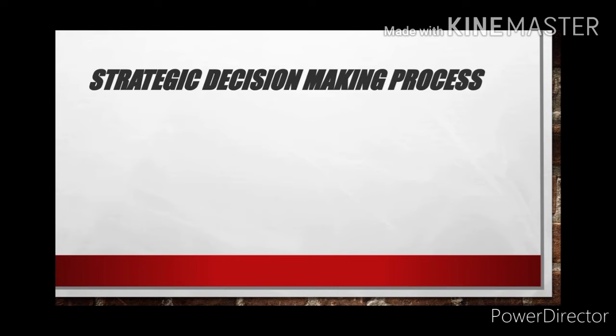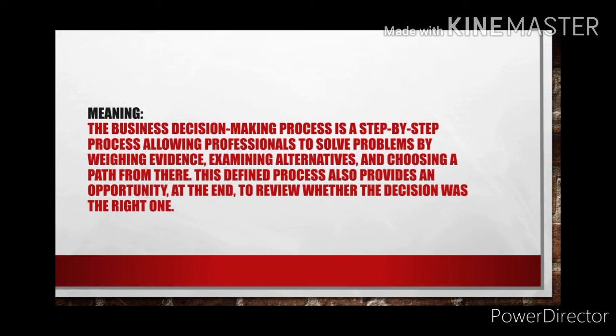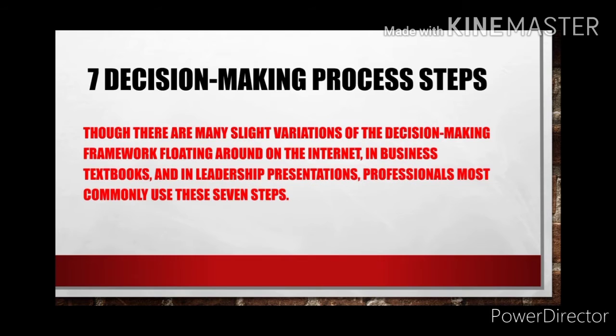Today we will discuss the topic of the strategic decision making process. Meaning, the business decision making process is a step-by-step process allowing professionals to solve problems by weighing evidence, examining alternatives, and choosing a path from there. This defined process also provides an opportunity at the end to review whether the decision was the right one.